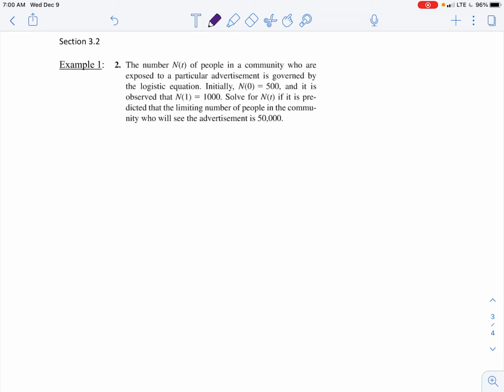So what we're going to do is first notice, okay, we're dealing with the logistic equation. So it's going to be of the form dN/dt is equal to N times (a minus bN). Alright, so that we get from the logistic equation.